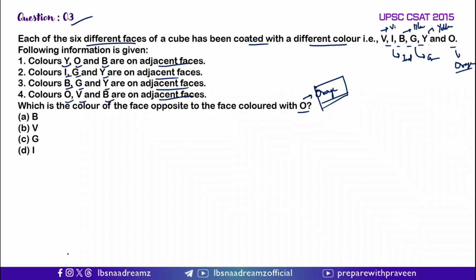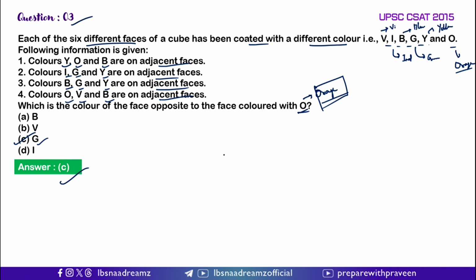So according to our illustration, option C, G, that is green is in the opposite side of orange. Let us check the answer. Yes, option C, green is in the opposite side of orange.